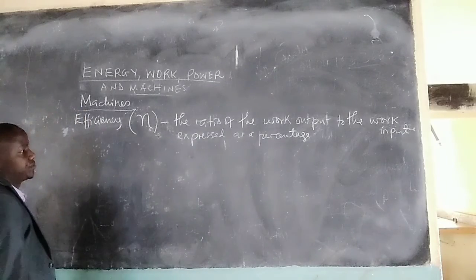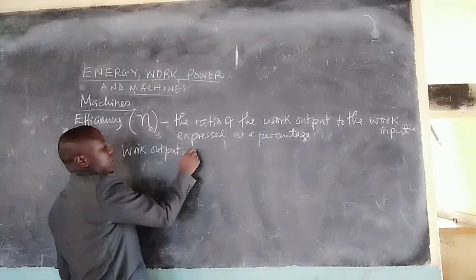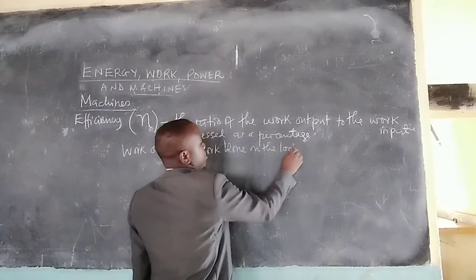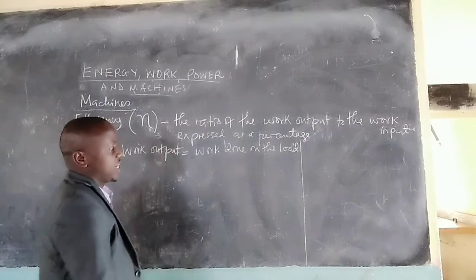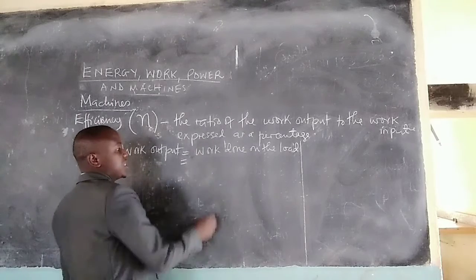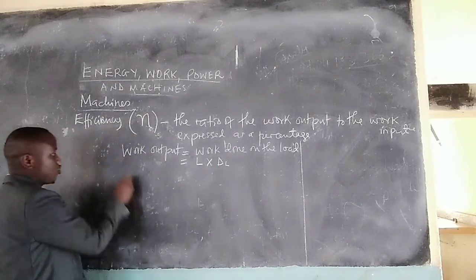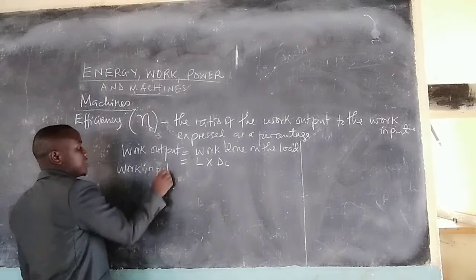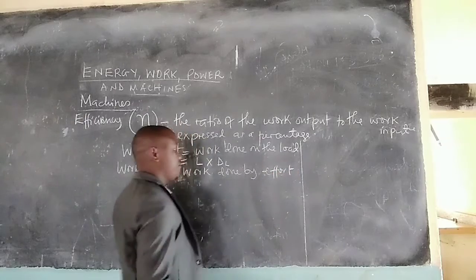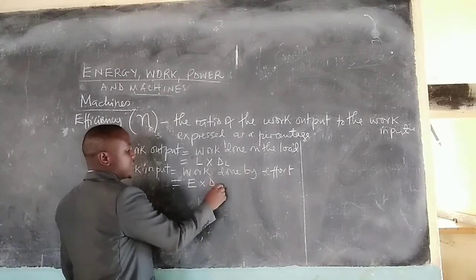So we can talk of work output. Work output is the work done on the load. After exerting your effort, what work gets done on the load? That work done on the load is what we call the work output, which is the load times the load distance. We have work input. Work input is the work done by the effort. Therefore, work input will be the effort multiplied by the distance moved by the effort.